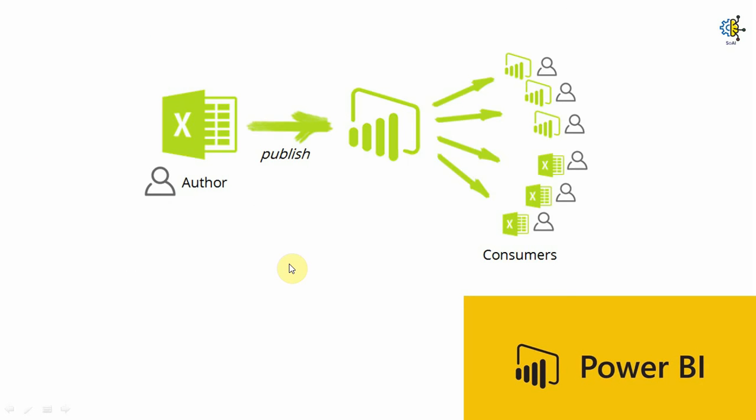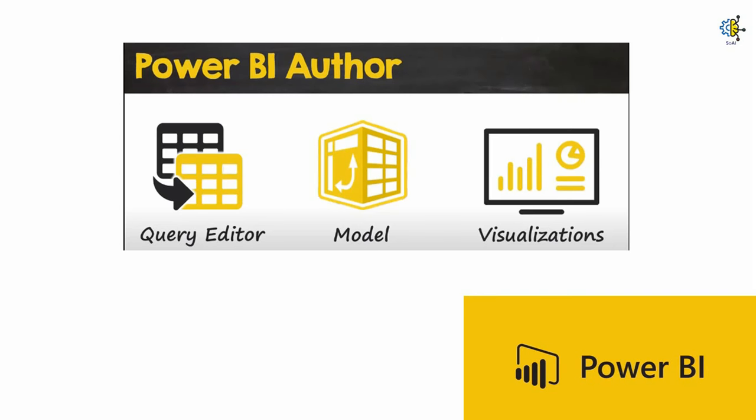There are three stages in Power BI. The first stage being author, where you create a report. The second stage being publish, where you publish the report, and the final stage where consumers consume or see the report. So in this video, our sole focus will be on authoring the report because here you will see how to make a report, how to make visualizations, and how to go about making all the things we need in Power BI.